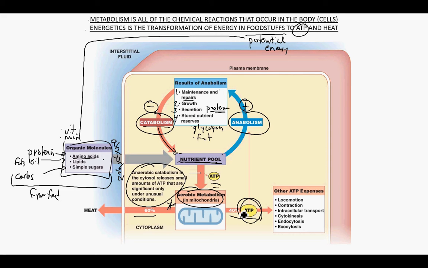And again, this aerobic metabolism has converted the potential energy in these organic molecules into stored energy of ATP. It's the big deal. The big deal is that ATP is used to do all of these cellular processes that are important, right? Moving cells, contracting cells, intracellular transport, so moving stuff around the inside of the cell, cytokinesis, making new cells, reproduction there, endocytosis, taking things in, exocytosis, secreting, right?